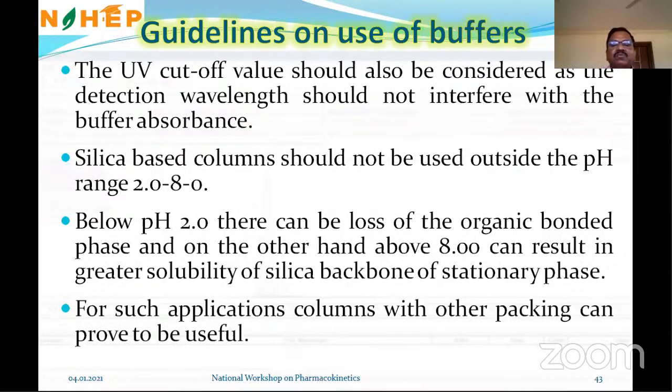Silica-based columns should not be used outside the pH range of 2 to 8. Below pH 2, there is a loss of organic bonded phase, whereas above 8 can result in greater solubility of the silica backbone of the stationary phase. So for such applications, columns with other packings can prove to be useful.